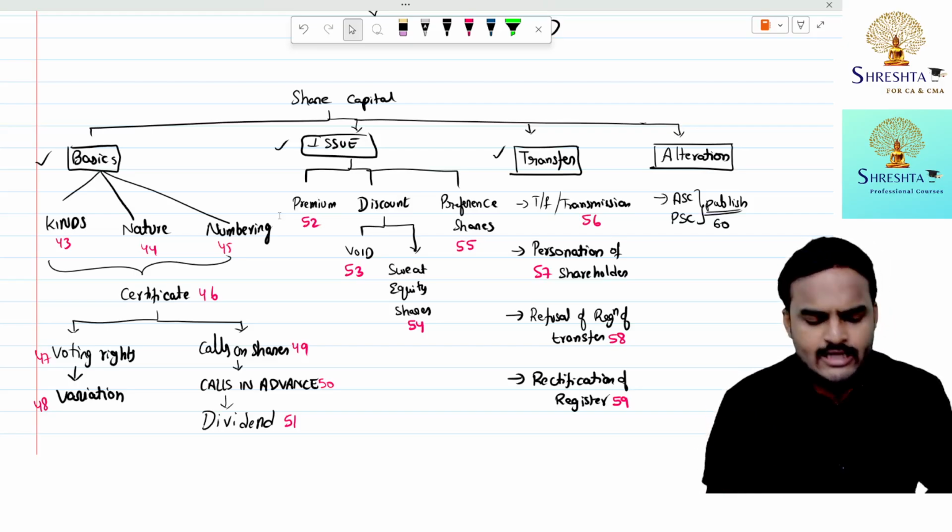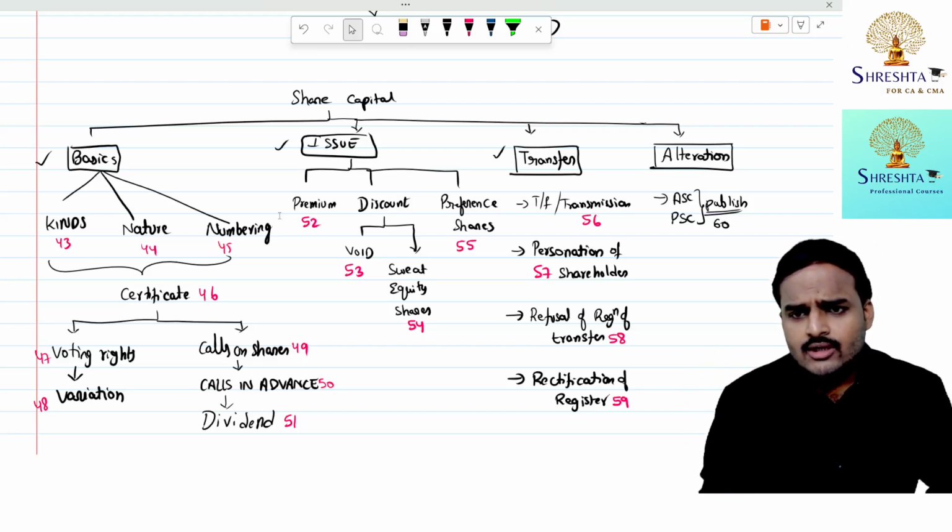Now coming to issue of share capital, you can issue shares at a premium. Now with respect to premium, how can we utilize that premium? Section 52.